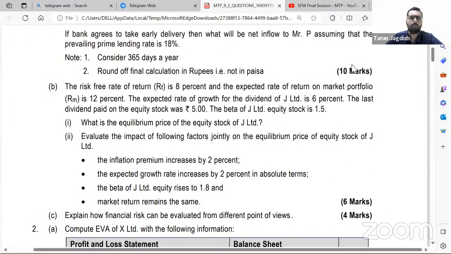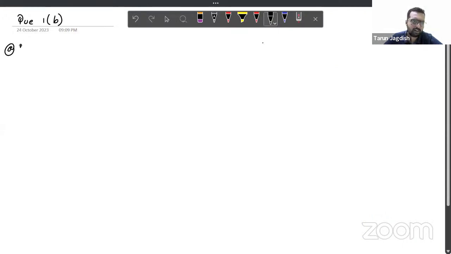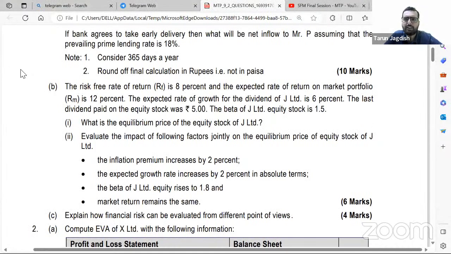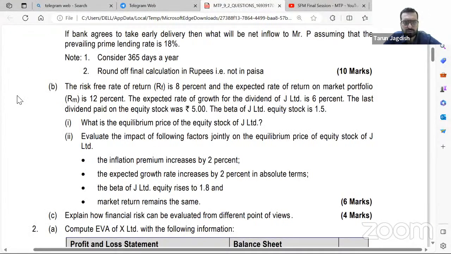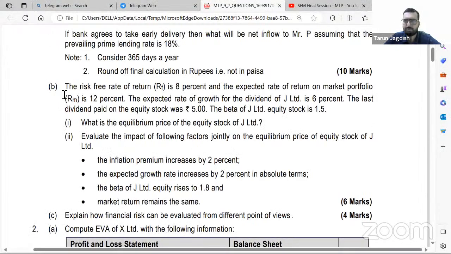So question number 1B. The RF is how much percentage? 8%. So I'll write down RF is equal to 8%, and the expected rate of return of the market is how much? RM turns out to be 12%. The expected rate of growth for dividend is turning out to be how much? 6%. So the growth is given as 6%.